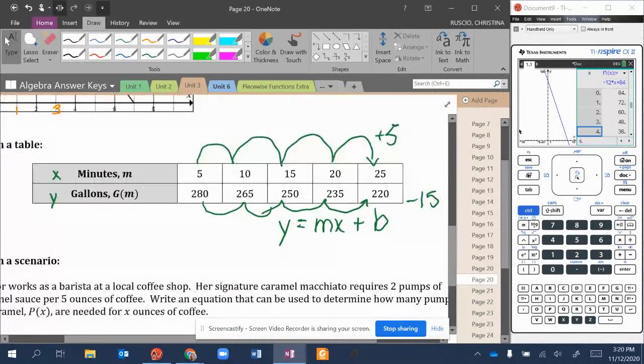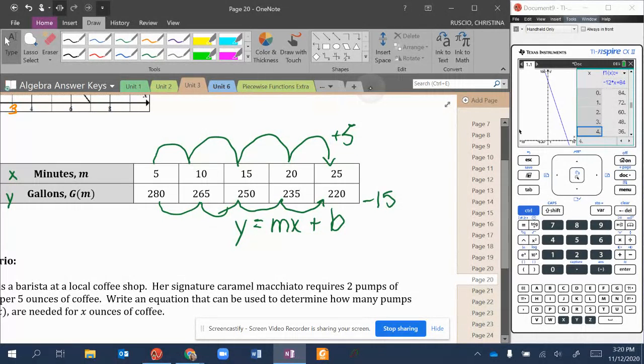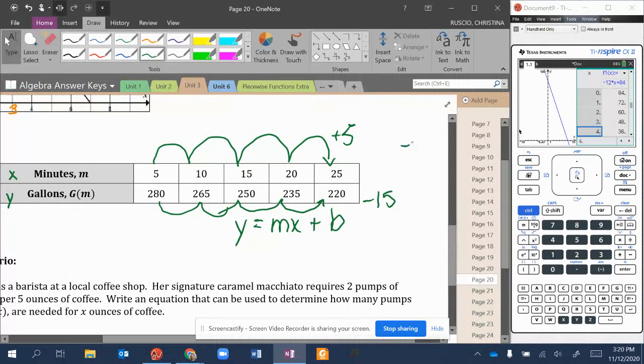So the y change divided by the x change would be negative 15 divided by 5, which is negative 3. So y is now g of m. So g of m is equal to my slope, which is negative 3, with my x value, which is now the variable m, plus my y-intercept.